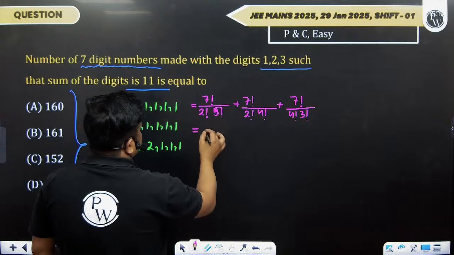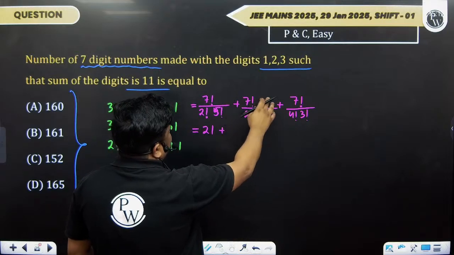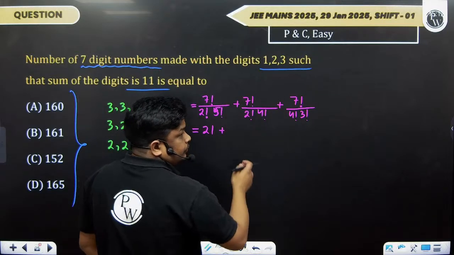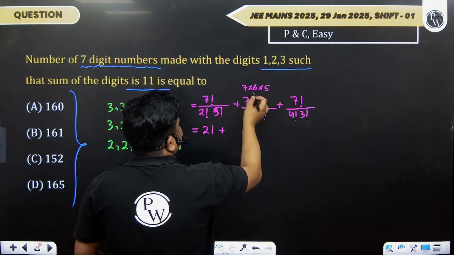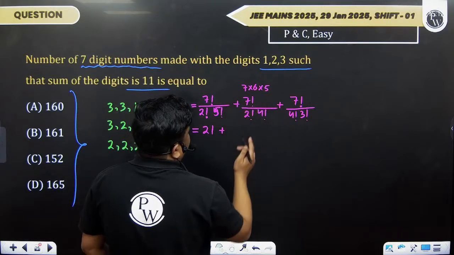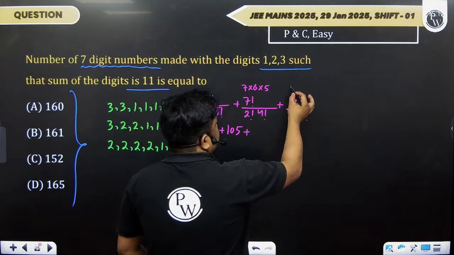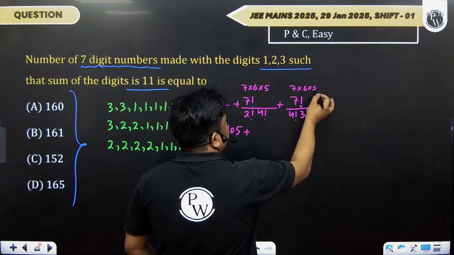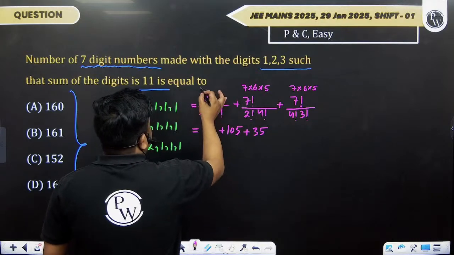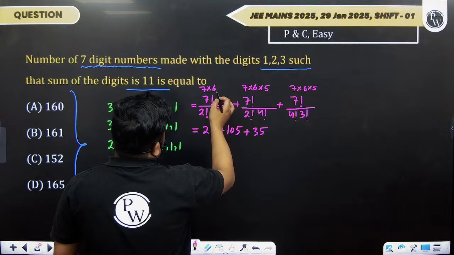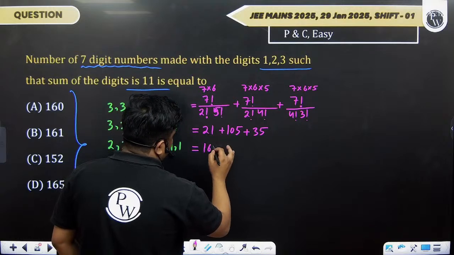This will be 7 into 6, this will be 21. This will be 7 into 6 into 5. The 4 factorial will cancel. This will cancel 3. So this becomes 105. This will again be 7 into 6 into 5. The 4 factorial will cancel this. This 6 will cancel this. This becomes 35. This becomes 7 into 6, and 5 factorial will cancel. This will be 21. So when you add it up, this becomes 40. The answer becomes 161.